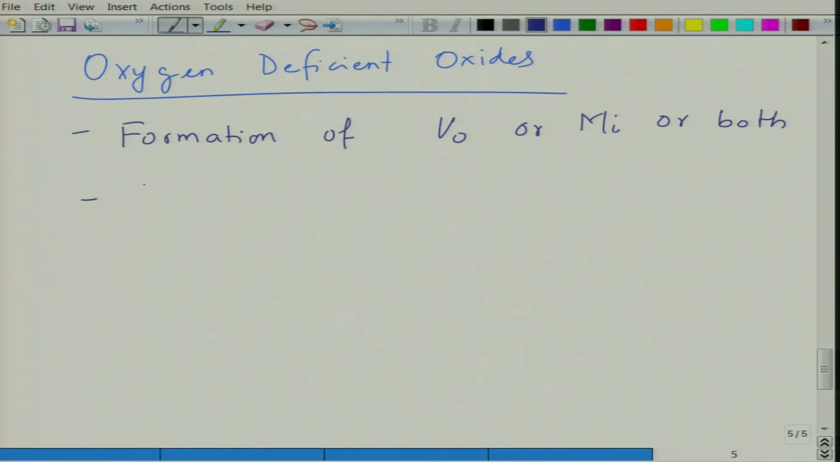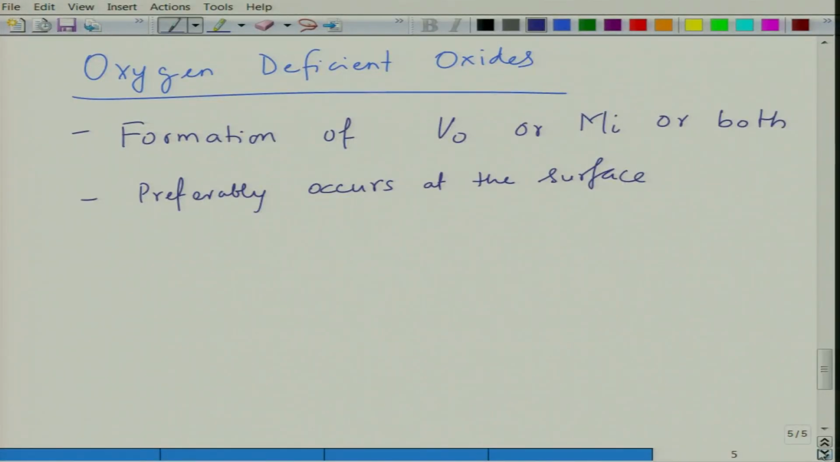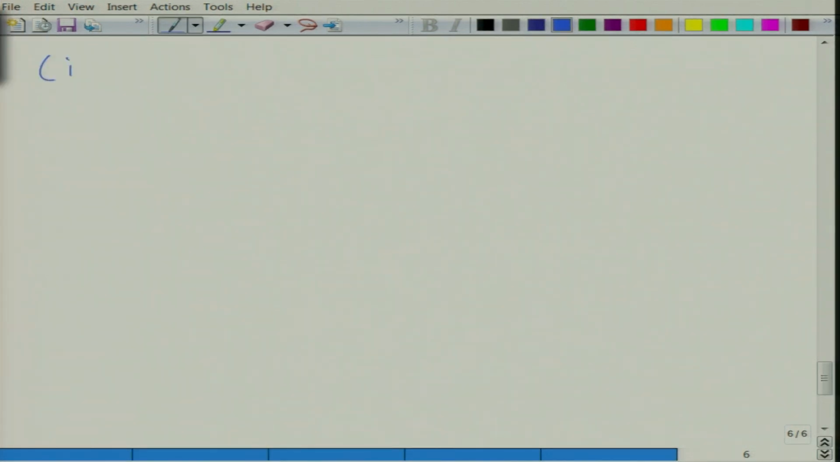And since the vacancies have to be formed, generally this preferably happens on the surface, because if the vacancies have to be formed, oxygen has to diffuse out of the system, and diffusing from inside is more difficult than from outside. That is why formation of vacancies is preferable on the surface than in the interior. So, let us say the first scenario where oxygen vacancies are preferred defects.